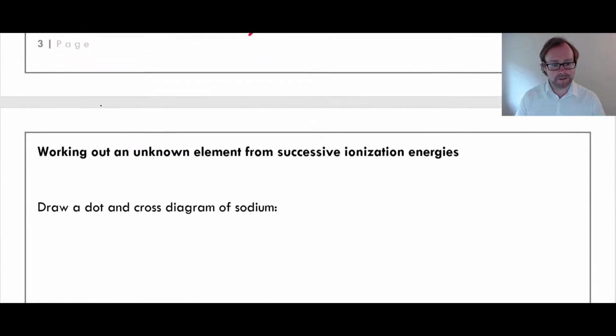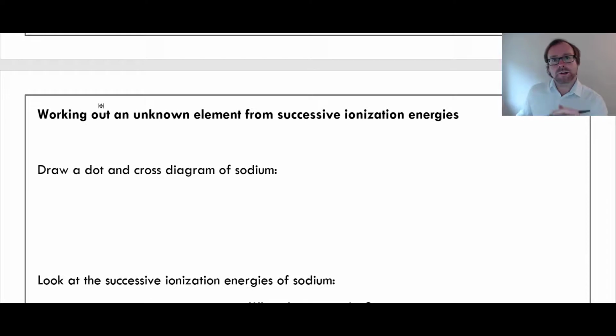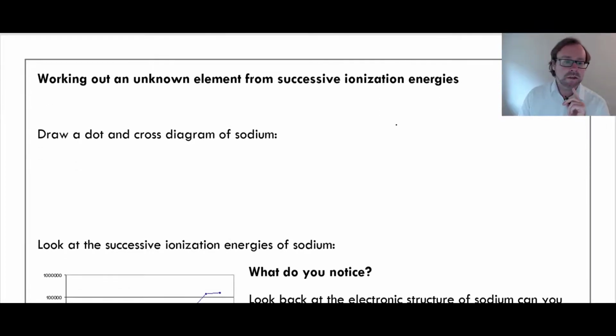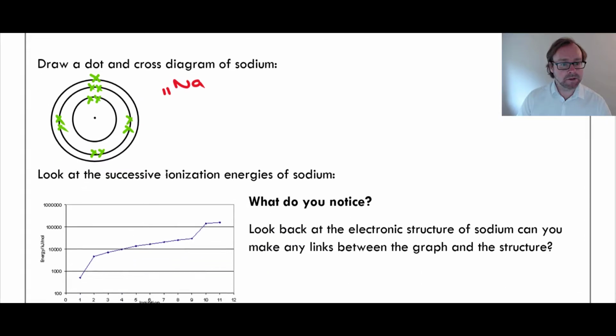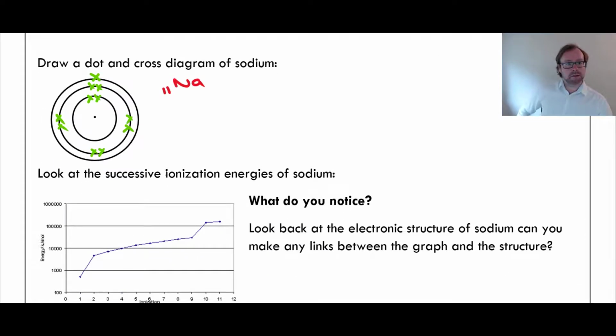Okay, so moving on. There are different types of ionization energy questions. One is working out an unknown element from successive ionization energies. So, a bit of work for you. I'd like you to draw a dot and cross diagram of sodium. Okay, so I'm sure you've managed this. We know that there are 11 electrons in sodium because the atomic number is 11. So we will have something that looks like this.